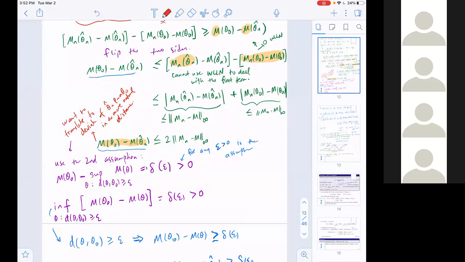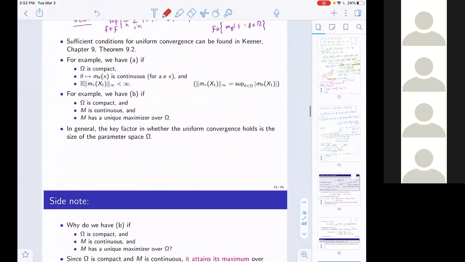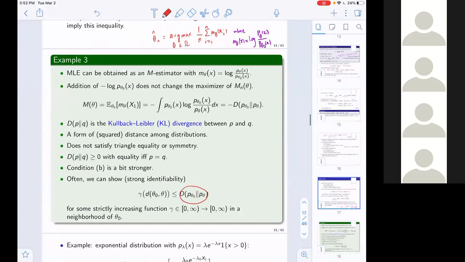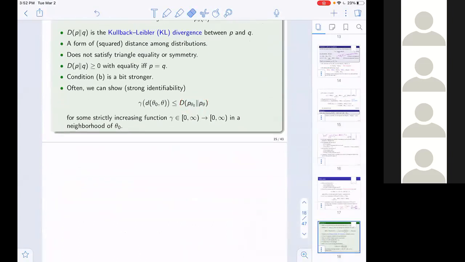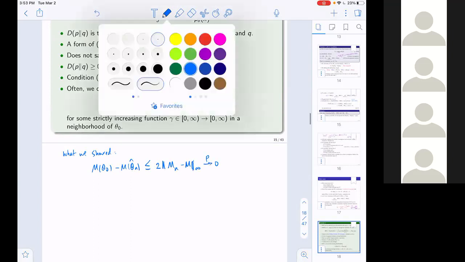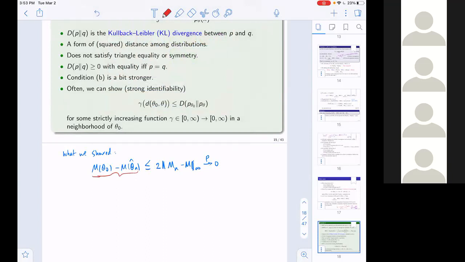Where should we go? Remember this, I'm going to repeat it here. Okay, so what we showed was that m(theta naught) minus m(theta hat n) is less than or equal to, let's say, twice |M_n minus M infinity|, and let's say we know that this is going to 0 in probability. So this side is going to 0 in probability.